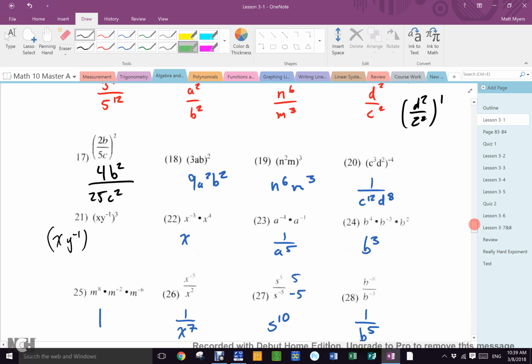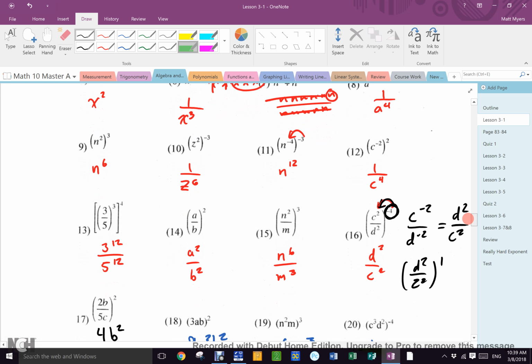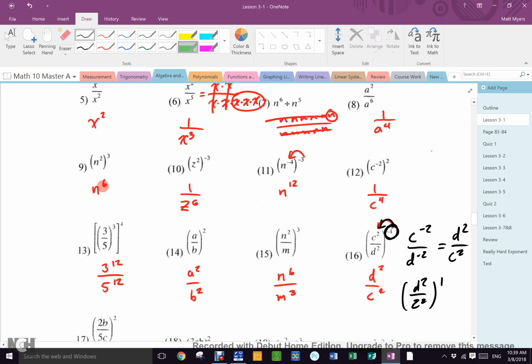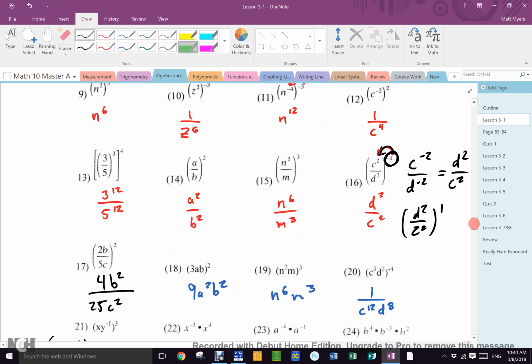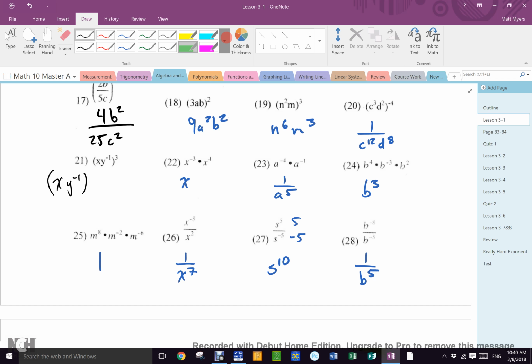So if I had, for example, number 9, why was it n to the 6? Because you had to multiply over brackets. So if this x wasn't there, what do you do over that bracket? Multiply. What's 3 times negative 1? So you'd have y to the negative 3, correct? Now, if that y wasn't there, what do you do over the bracket? Multiply. So what is it? X to the 3rd.